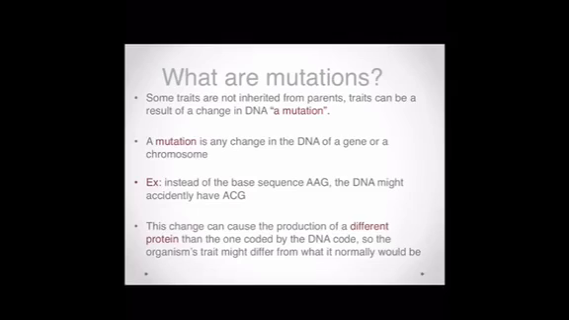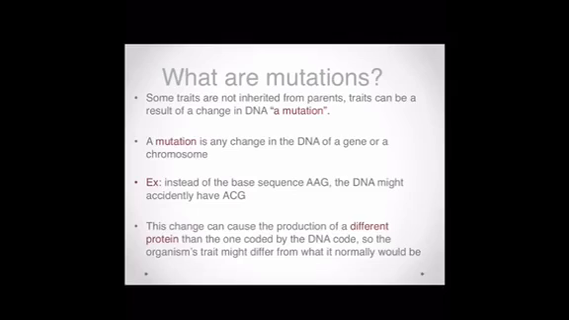For example, instead of the base sequence adenine, adenine, guanine, the DNA sequence may accidentally have adenine, cytosine, guanine. Now this change can result in the production of a different protein that may code for a different trait, and this trait might differ from what it would normally be.